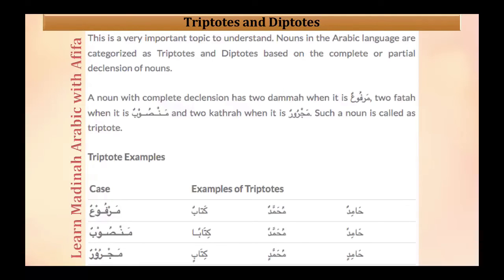So we talked about regular cases. We said marfu'un, mansubun, majrurun. We said marfu'un means like, for example, Muhammadun, kitabun, it ends with a dhamma. We said Muhammadan, kitaban, these are mansubun, just to refresh our memory. And majrurun, we said if it's pulled down with a kasra, we say majrurun, for example, Muhammadin, kitabin.